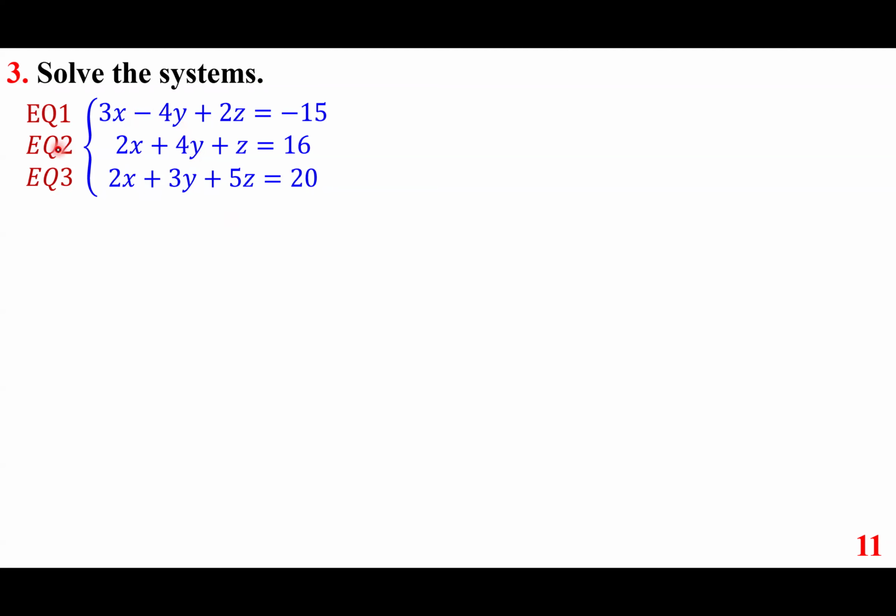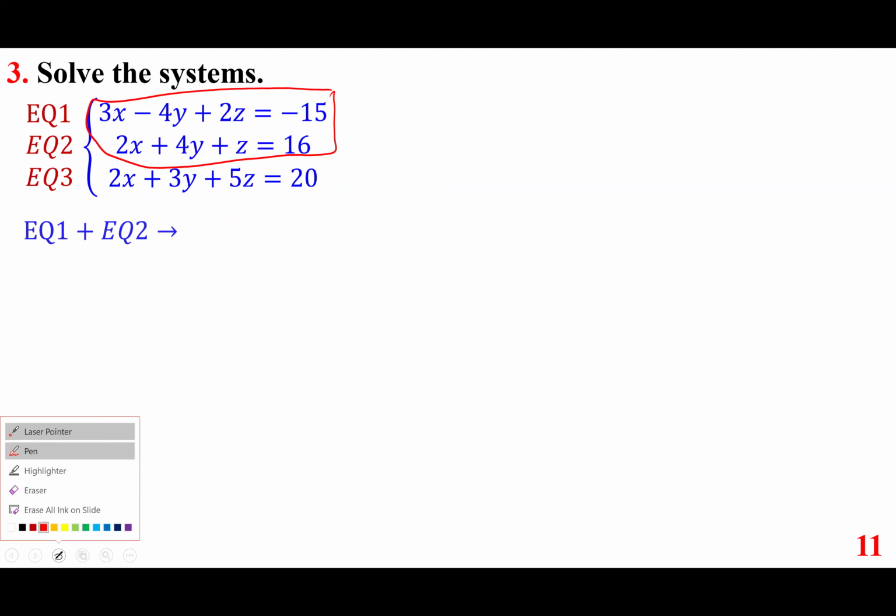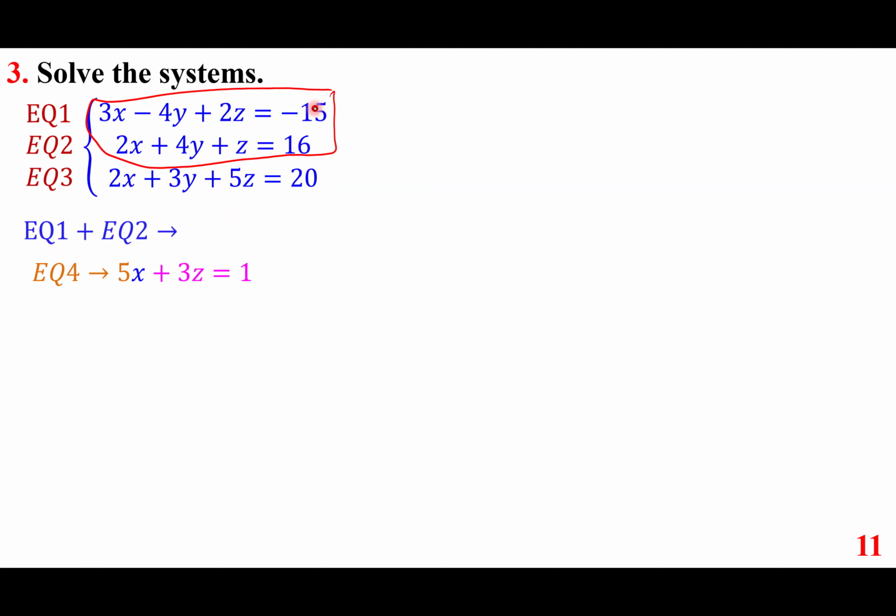And if I put equation 1 plus equation 2, I don't have to do anything. I just add them up. Just add these two, everybody. Equation 1 and equation 2. I get 5x here. These two cancel each other. I get 3z here. These two add up to 1. So that's equations 1 and 2. And we call it equation number 4.